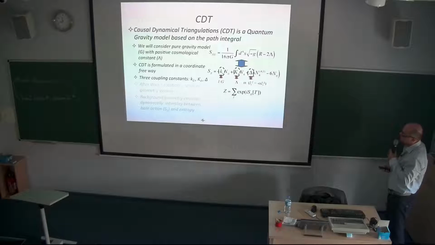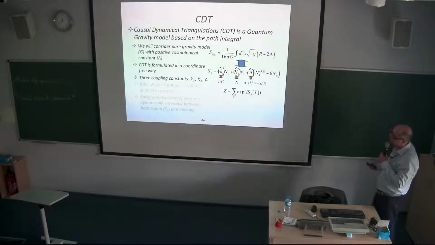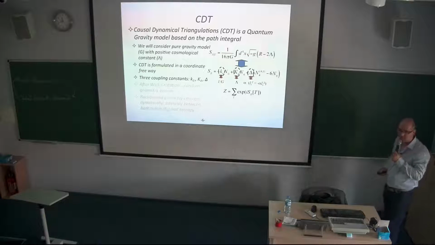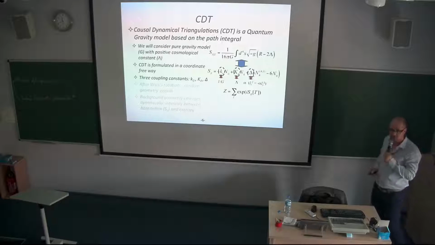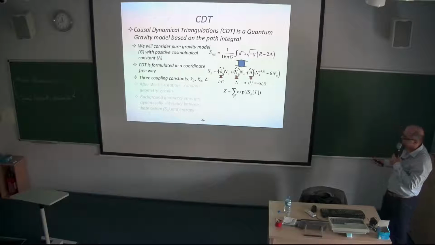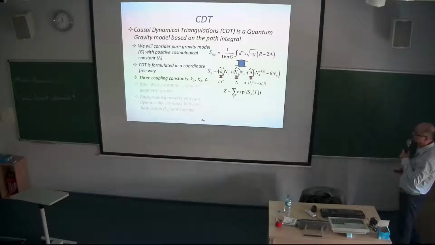And this is weighted by three coupling constants, which are K0, K4, and delta. Basically, K0 is related to 1 over G, K4 is related to the cosmological constant, and delta is related to the asymmetry parameter we introduced. So, in principle, the length of timelike and spacelike links doesn't have to be the same, and you promote this asymmetry to a coupling constant.